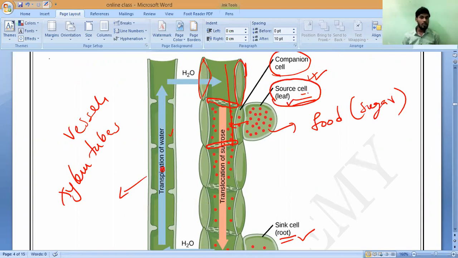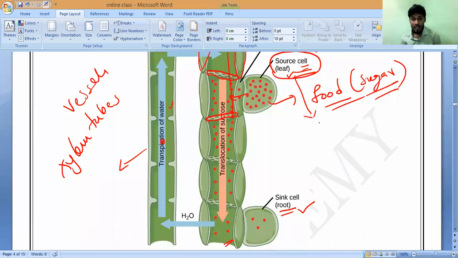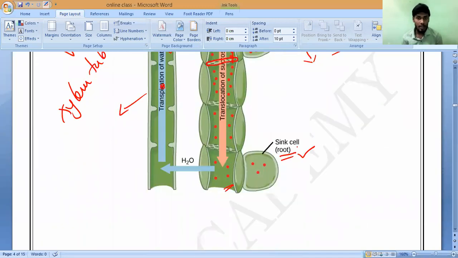Why is the leaf called the source cell? Can anybody say why it is known as the source cell? Any idea? Dina, Pranav, Arya, Dilipan. Sure, because food is produced in the leaf only. That is why it is called the source. Understand? And here, the root cell is called the sink cell. Why is it called the sink cell? Because it is absorbing food energy and absorbing water. That is why.